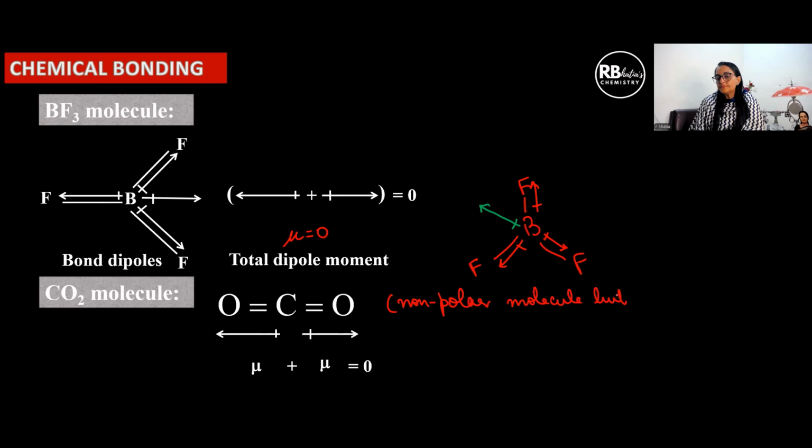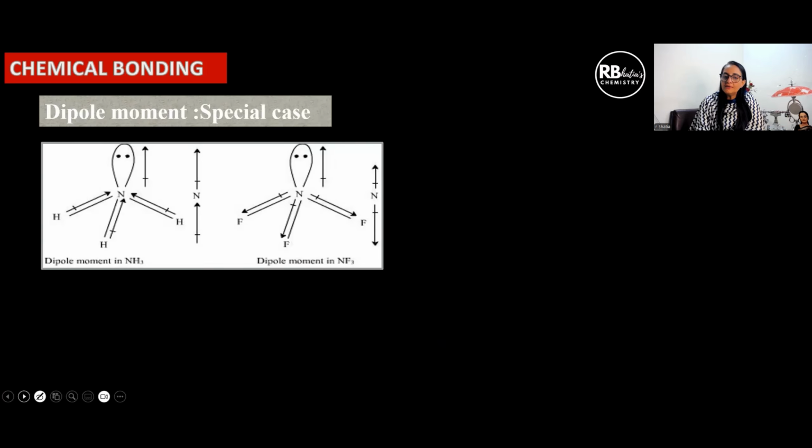But it has polar bonds. So in spite of having polar bonds, why is it non-polar? Because the dipoles cancel off each other. We're just talking of the NCERT limits. Similarly, here's the comparison of ammonia and NF3. See, this is ammonia.